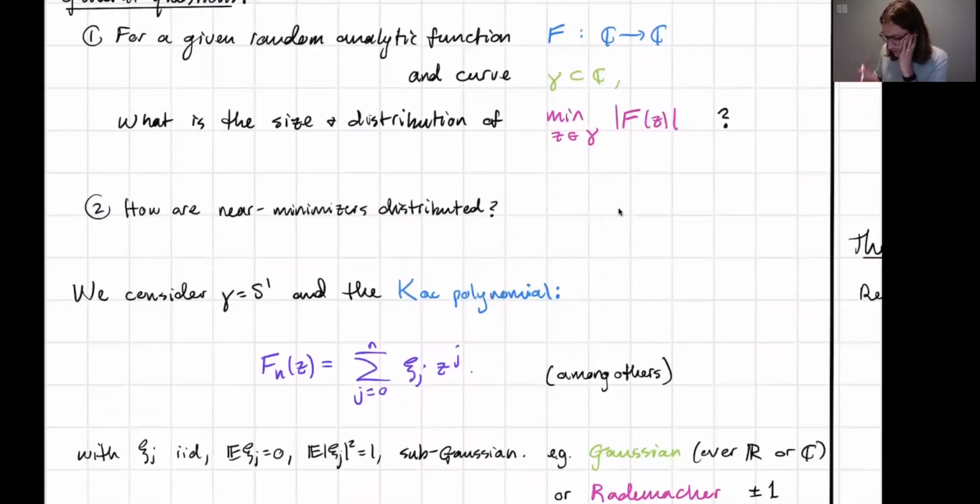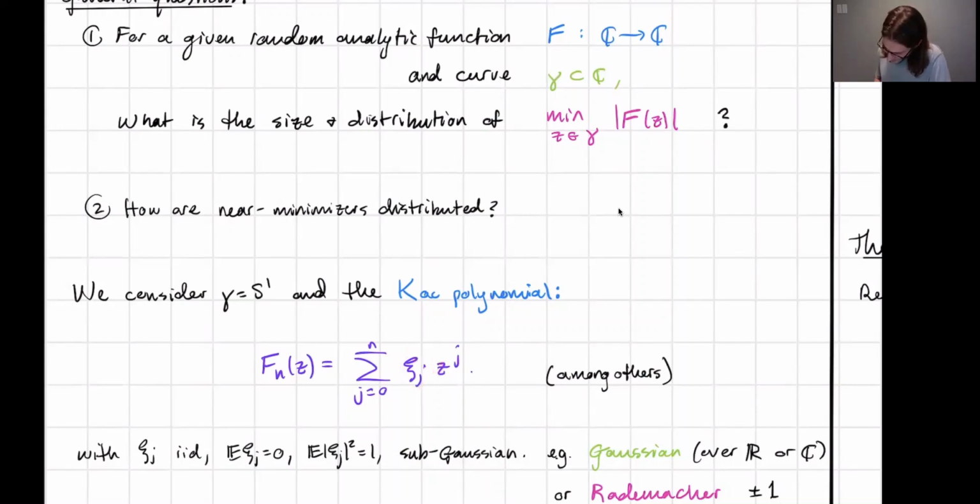What ends up being really important for this problem is not tails, but actually anti-concentration, so small ball estimates. Don't pay too much attention to the tail hypothesis. It's just we need some control on tails.